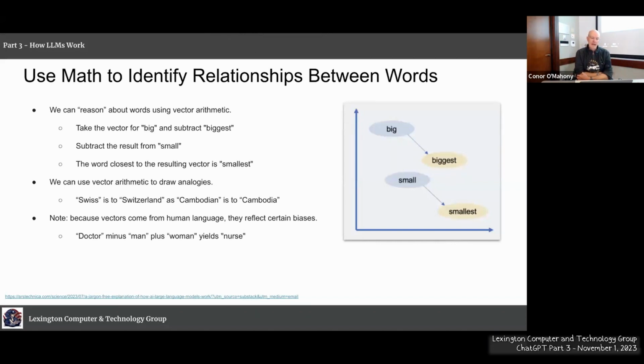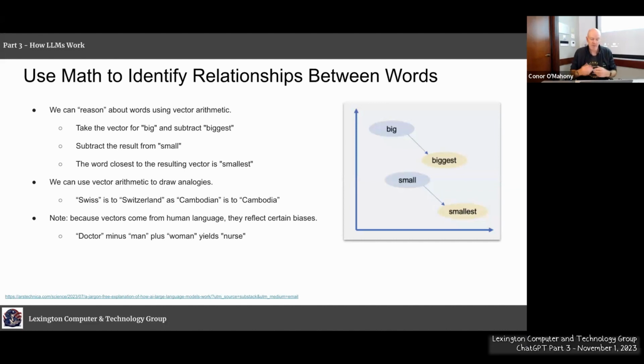And when they did it at a scale that hadn't been done before, they started to discover that they could do math on the vector relationships of these words, and that math corresponded to the relationships between the meanings of the words. So for instance, if they took the word big and looked at the difference between the word big and bigger, and then applied that to small, they would arrive at the word smallest if they just did the math on the respective vectors.